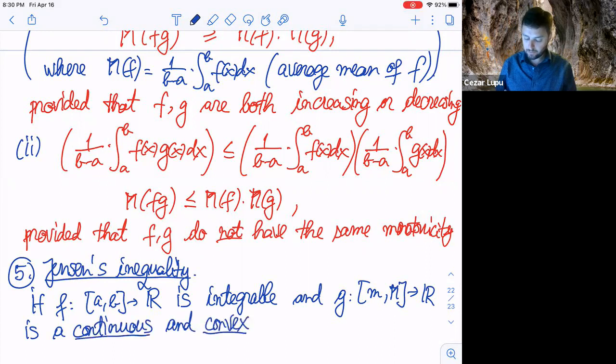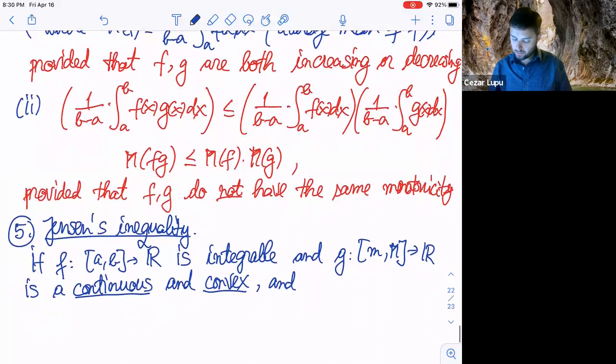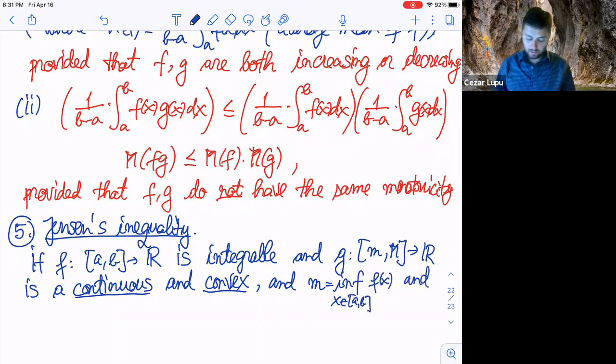Like I said, this is important. And let's say m is the infimum of f, and capital M is the supremum of f. So if we have this function g, which is defined on the interval [m, M], with infimum and supremum of f, then we have the following inequality.